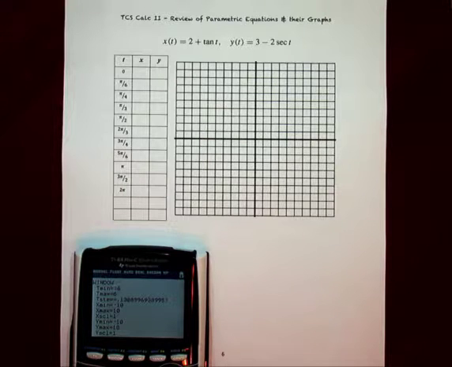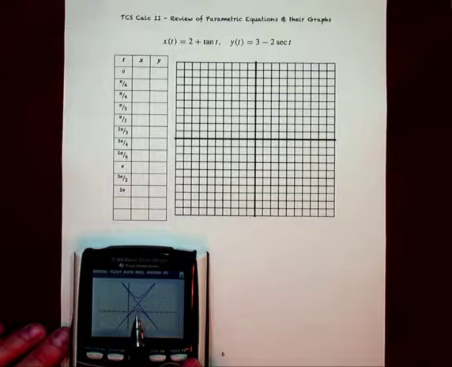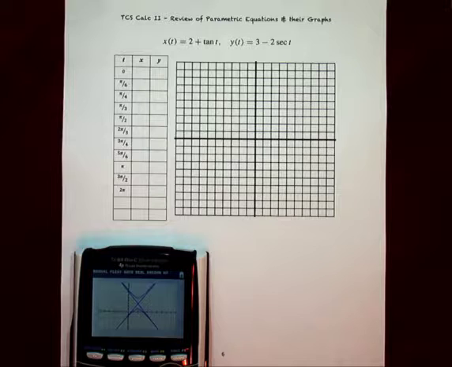Now, let's go to the window. We need to do it from 0 to 2 pi when it comes to t. And the x-min and the y-min, I'm benefiting from the fact that I already know what the graph looks like, so let's go from -6 to 10 and -6 to 10, and that'll give us something a little bit bigger. Now, notice that it did it in a very specific order. It started right here. So let's create a table of values.